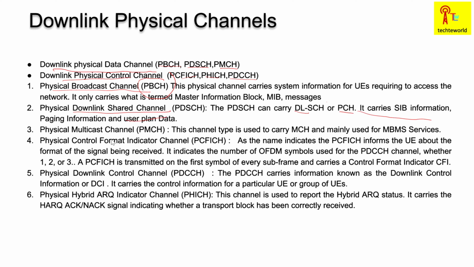Okay, and then we have the PMCH, that is the physical multicast channel. This channel is used for carrying the MCH, that is multicast information, right, and is mainly used in the MBMS service. Okay, and then we have a certain channel which is not mapped to any other channel. It is only in the physical channel. That is called the physical control format indicator channel. As the name indicates, it informs the UE about the format of the signal being received. What does it mean?